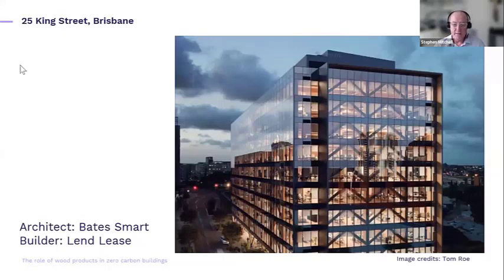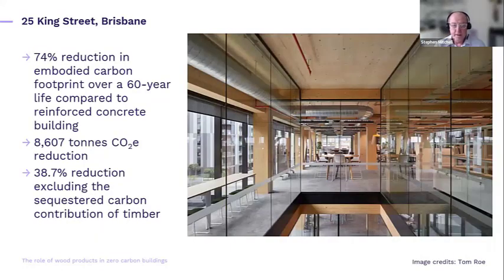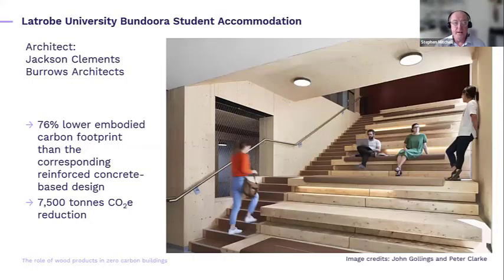This one is the King Street, Brisbane building. It's included in the guide. It is a 74% reduction in embodied carbon footprint over 60 years if you include the sequestered carbon in the wood, and a 38.7% reduction if they don't include that carbon stored in the wood. So very significant reductions in embodied carbon for that project.